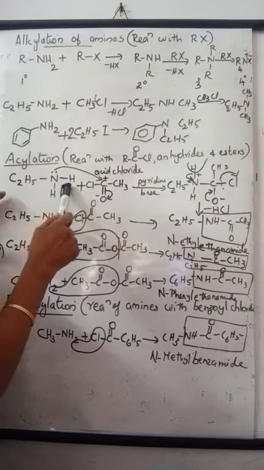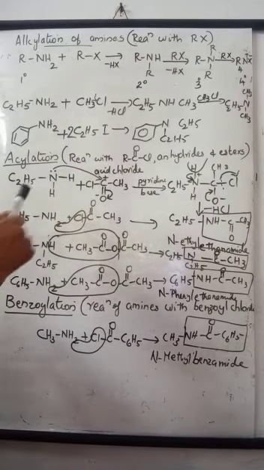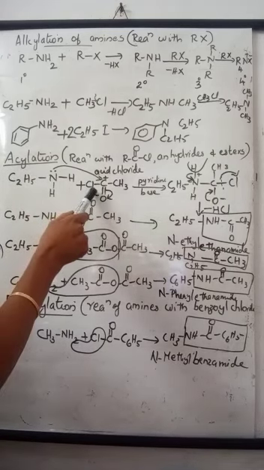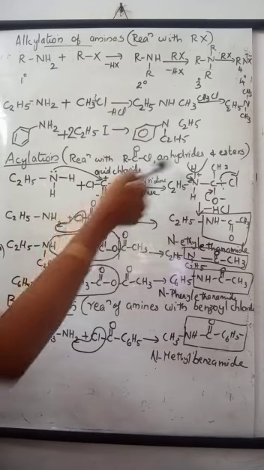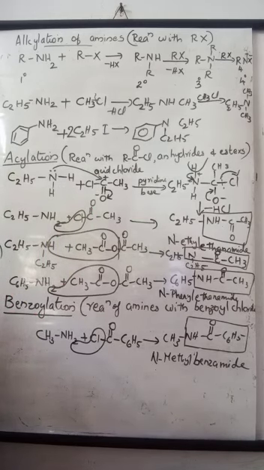So the acylation reaction is again a nucleophilic substitution reaction. The hydrogen atom of amines is replaced by an acyl group, the CH3CO group, or the halogen atom of acid chlorides or acetic anhydrides is replaced by this nucleophile, the amino group.